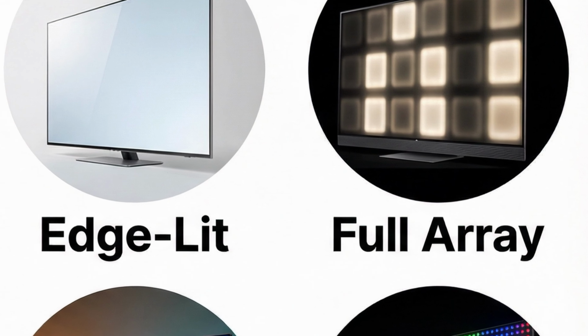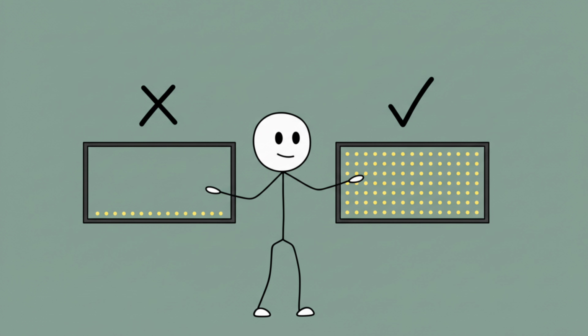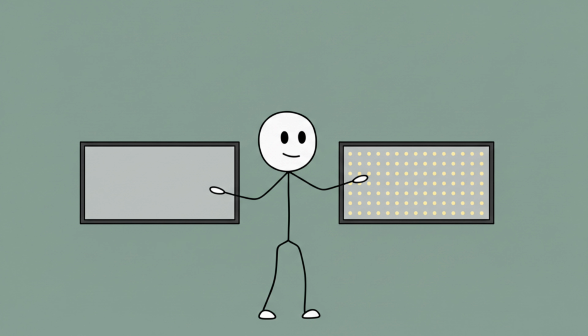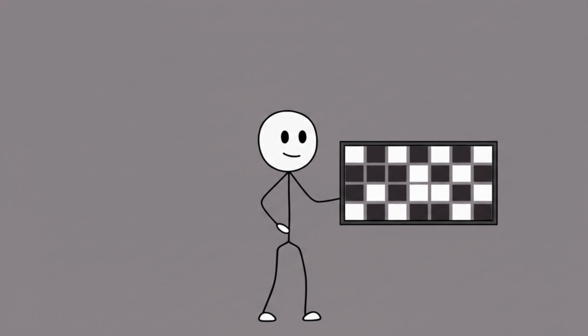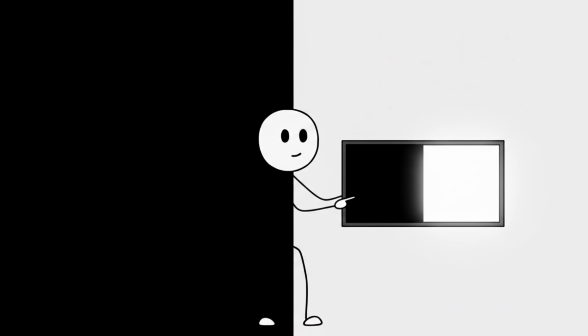Chapter 4. LED Full Array. Full Array Local Dimming, or FALD, changes the game entirely. Instead of edge LEDs, a full grid of LEDs sits directly behind the entire screen. These LEDs are grouped into 50 to 500 independently controllable zones. When a dark scene appears, the TV can dim or turn off zones behind those dark areas while keeping bright zones lit. This creates much deeper blacks and higher contrast than edge-lit designs.